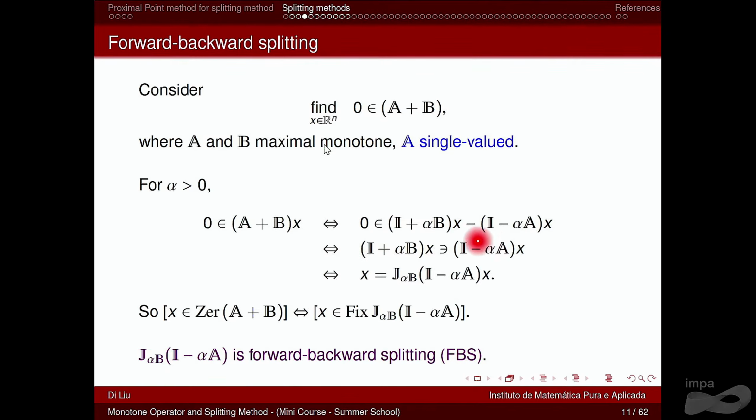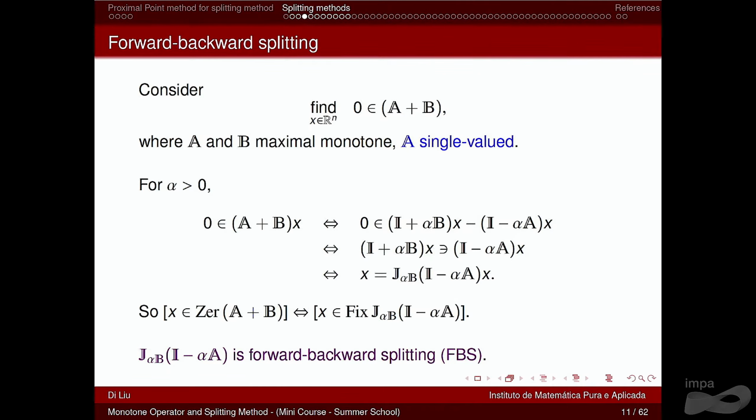And then we get this inclusion, and then we use the definition of the resolvent. We get x equals the resolvent of B applied to identity minus alpha A at x. Just be careful, here it is an inclusion, because we do not know whether identity plus alpha B is single valued or not. But here we can use equality because the resolvent of a maximal monotone operator is single valued.